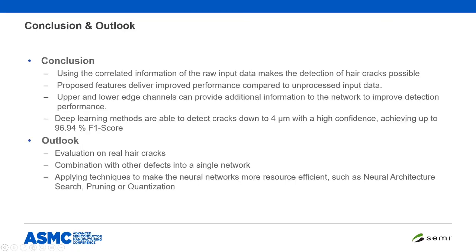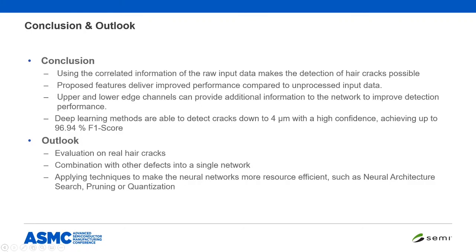In conclusion, we can say that using the correlated input information of all input channels, we can detect hair cracks with a quite high confidence. We see that our proposed features can substantially outperform the baseline variant using the raw input data, and also we see that upper and lower edge information can provide valuable information to the network, improving the detection performance even further.